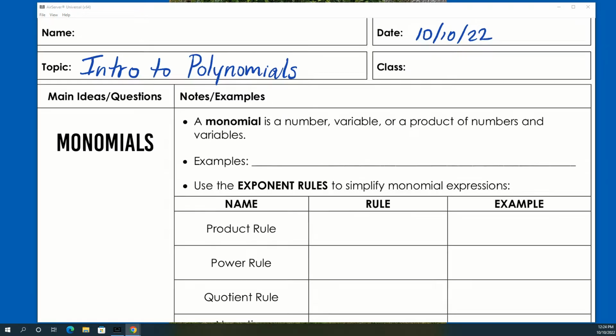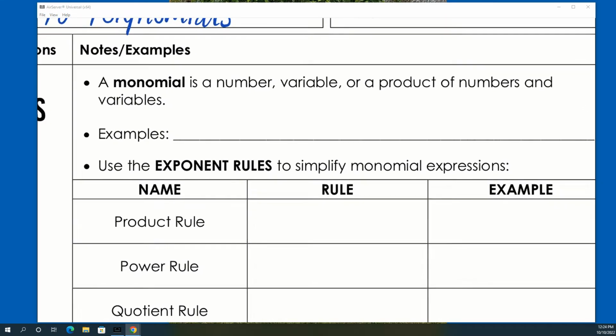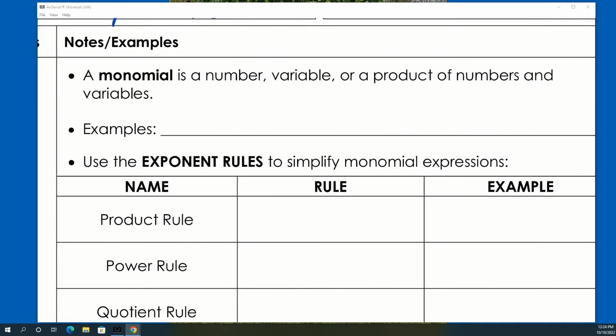And so a monomial is going to be a number, variable, or product of numbers and variables. So examples of monomials are just like 4. 4 is considered a monomial, or 7x, or 3x squared. So they're just going to be a single term with no addition or subtraction.